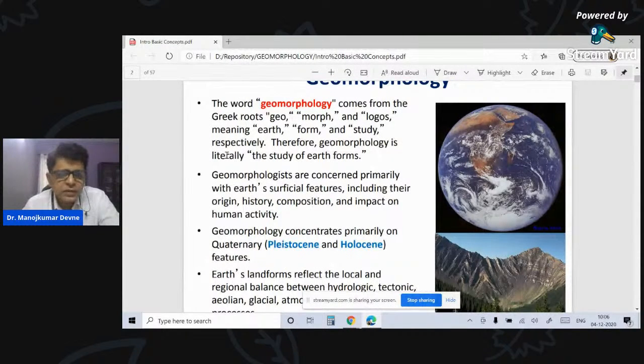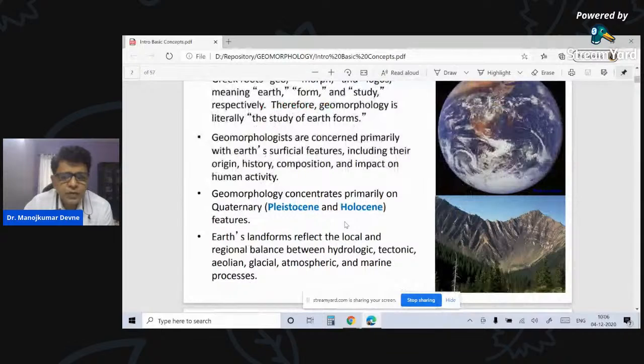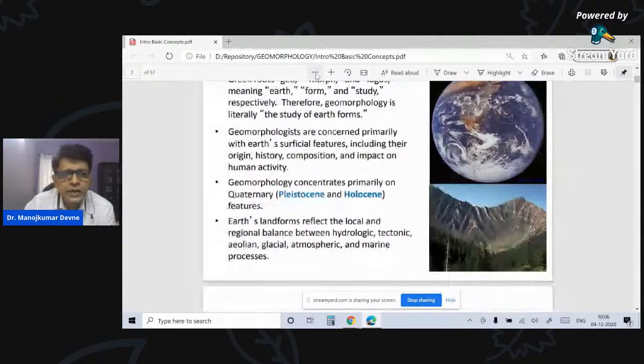Geomorphologists are concerned with the surficial features, I would rather say, the origin, the history, the composition, and the impact on human activity. Of late, of course, we speak about what is called applied geomorphology, wherein we now see the impact of human beings on that activity as such. Earth's landforms reflect the local and regional balance between hydrologic, tectonic, aeolian, glacial, atmospheric, and marine processes. How all this happens is important.